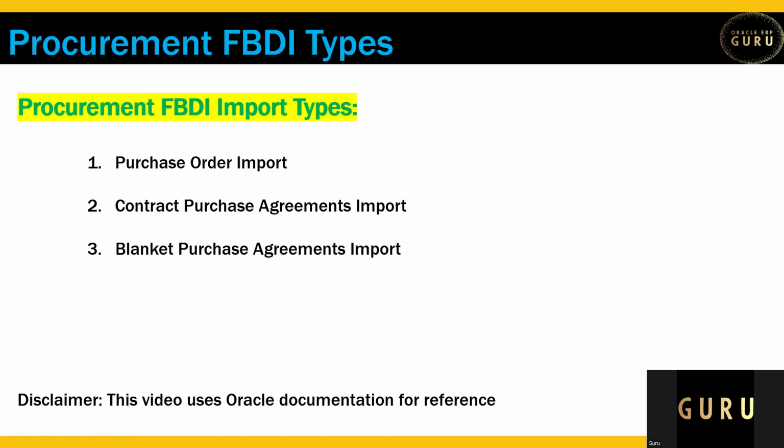In procurement FBDI, we have three different types of import process. One is purchase order import, and the others are contract purchase agreements import and blanket purchase agreement import. So these are the three FBDI templates available in the procurement module. Today we are going to specifically focus on purchase order import. Once you understand the purchase order import process, contract purchase agreement and blanket purchase agreement are almost similar, not a big difference. So I'm going to give a detailed explanation of purchase order import.